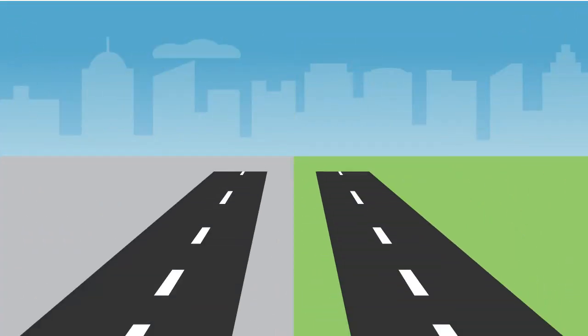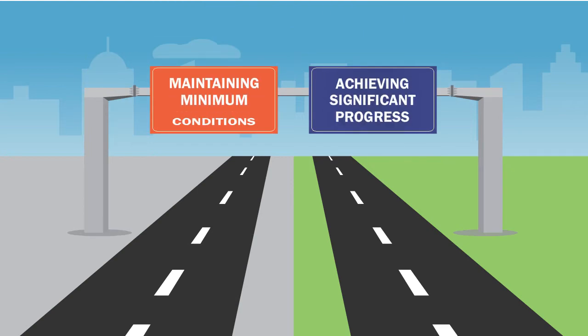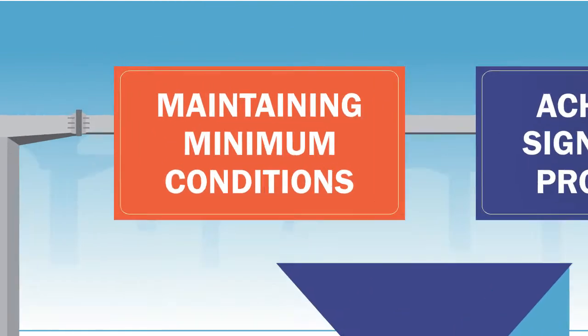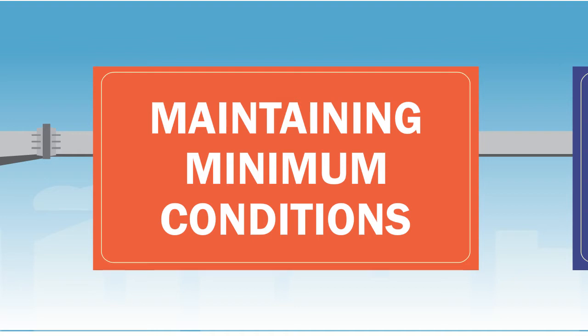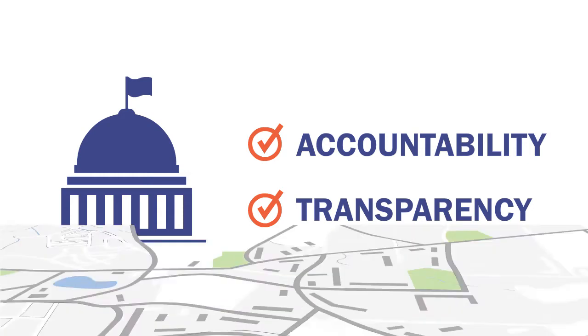In this second part of the two-part video, Achieving Significant Progress and Maintaining Minimum Conditions, we'll focus on maintaining minimum conditions. The Achieving Significant Progress and Maintaining Minimum Conditions determinations are key to help assure accountability and transparency in use of federal transportation funding by states.